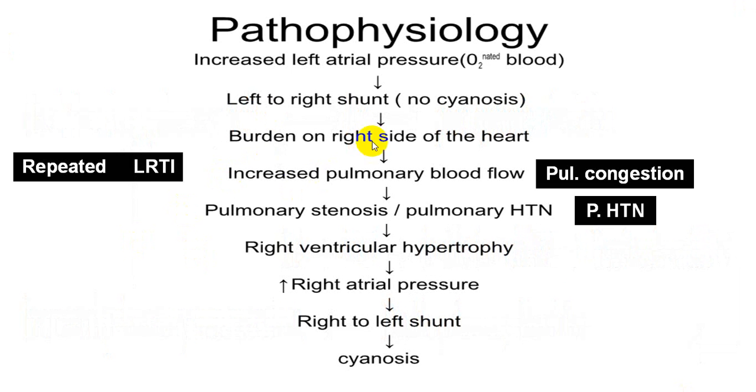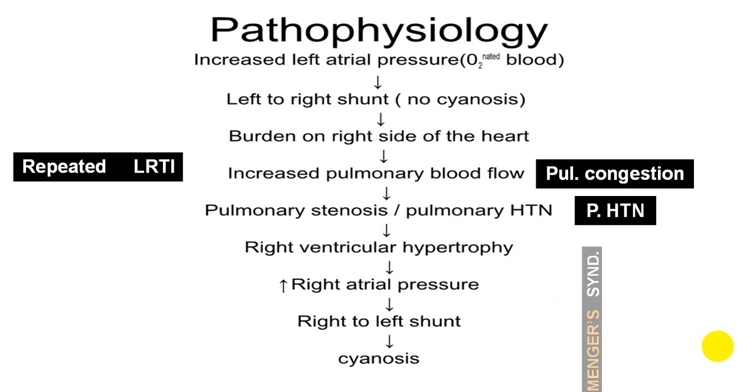So because of increased burden on the right side of the heart, pulmonary congestion, and repeated respiratory tract infections, the person will start developing pulmonary hypertension. And there will be right ventricular hypertrophy, with right ventricular pressure elevation. Secondary to that, right atrial pressure is elevated. A stage will come where the right atrial pressure will become equal to left atrial pressure. Shunt will stop. And then with further elevation, the shunt will reverse.